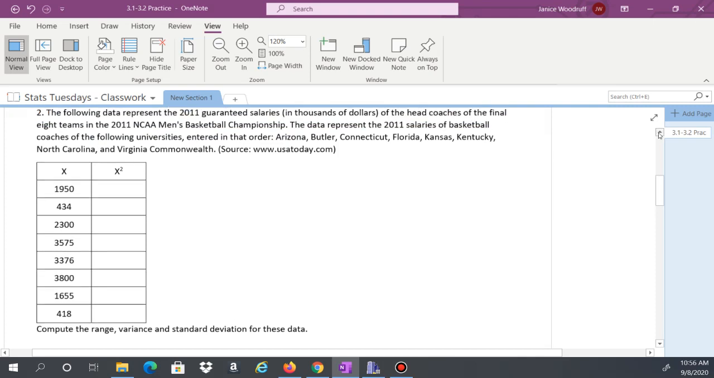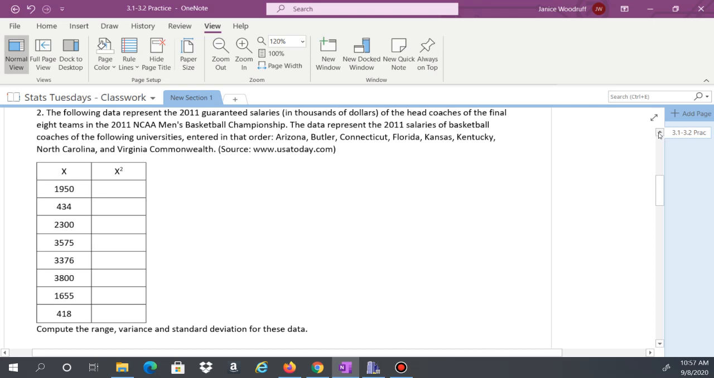Okay, so we have the following data represent the 2011 guaranteed salaries, and this is in thousands, so you would add 3 zeros after each of these, of the head coaches of the final 8 teams in the 2011 NCAA Men's Basketball Championship. The data represent the 2011 salaries of basketball coaches of the following universities, entered in that order. So you have Arizona, Butler, Connecticut, Florida, Kansas, Kentucky, North Carolina, and Virginia Commonwealth. Okay, we want to find the range, the variance, and the standard deviation.